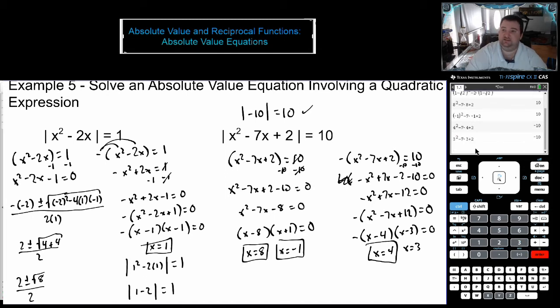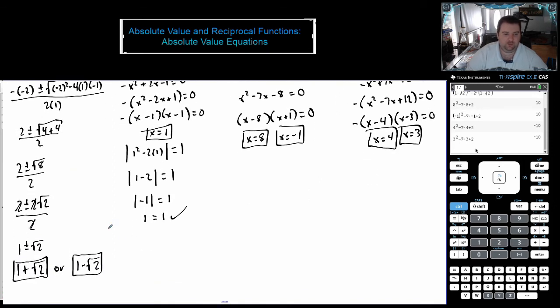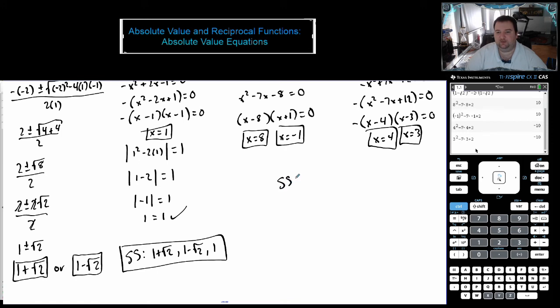And it's the same thing. It's going to work as well. So this one was kind of nice. We had multiple solutions that worked. So for this one on the left, our solution set was 1 plus root 2, 1 minus root 2, and 1. We had 3 solutions. And for this one on the right, our solution set was 8, -1, 4, and 3.